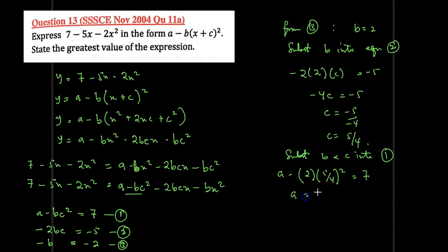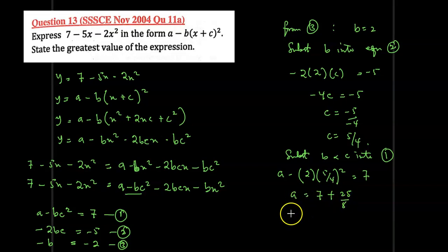So a will be equal to 7 minus. Now, when we simplify this, you can program it on the calculator to make it faster for you. It's supposed to be plus. You'll be having it as 2 multiplying 5 on 4 all squared. So 5 on 4 all squared will give us a final answer of 25 on 8. So we have it as plus 25 on 8.